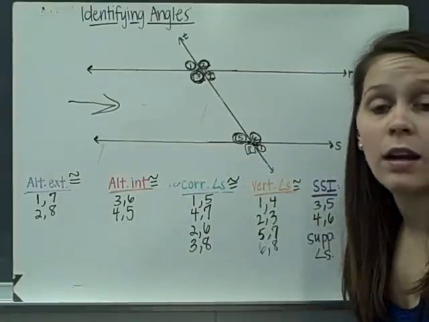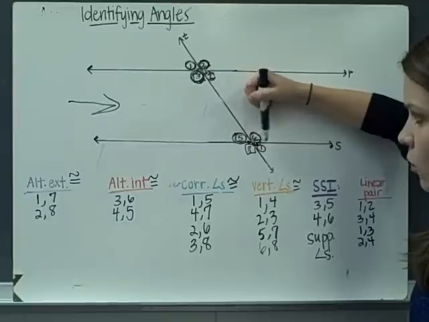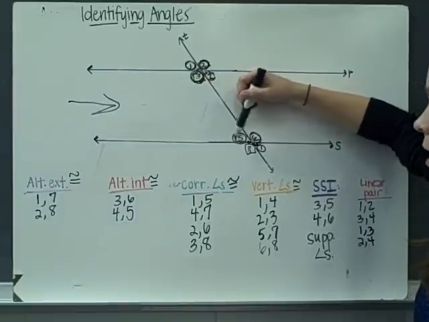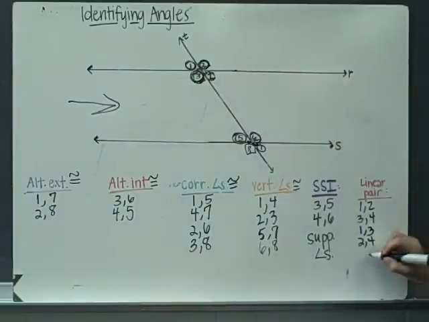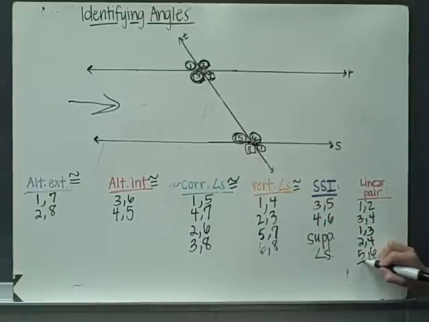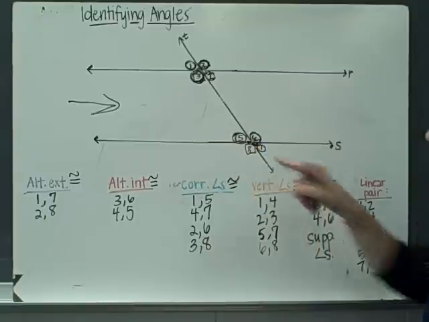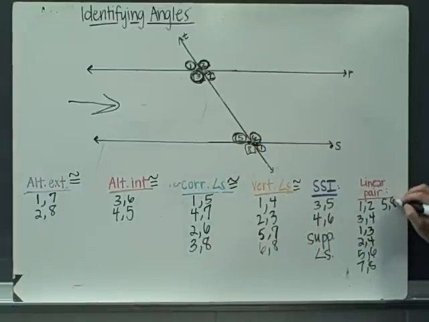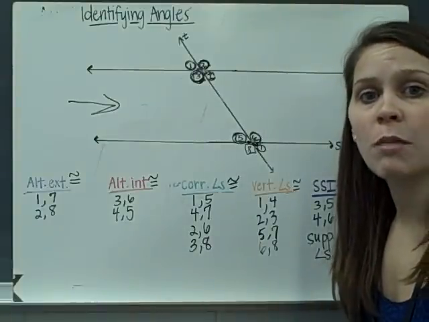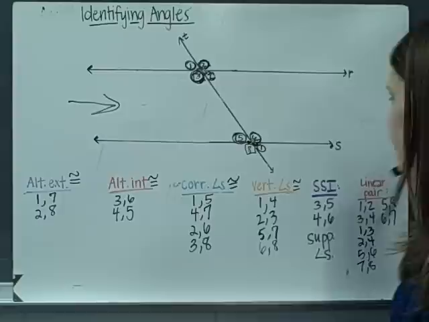Now you have to look at line S as well. And it's the same thing. 5 and 6 are adjacent and add up to 180. So you have 5 and 6. Same with 7 and 8. Now you look vertically, 5 and 8, and 6 and 7. And all linear pairs, as you know, are supplementary because they add up to 180 degrees.